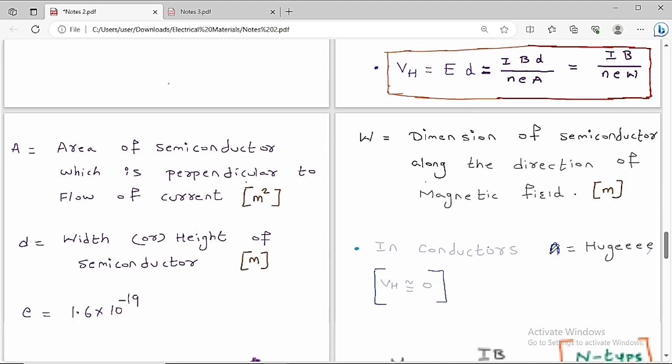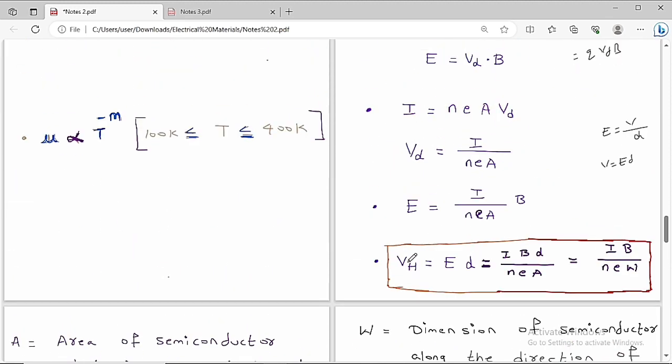I use the unit meter. You can see the Hall voltage, basically this Hall effect, only in the case of semiconductors, whether it is P type or N type. But you can't see this effect in the case of conductors. Why? In the case of conductors, you have a lot of free carriers, a lot of free electrons in the conduction band. The value of N will be very high. If N is very high, then its overall value will become approximately zero.